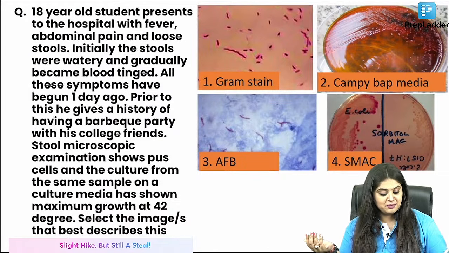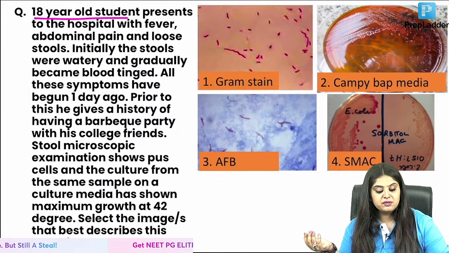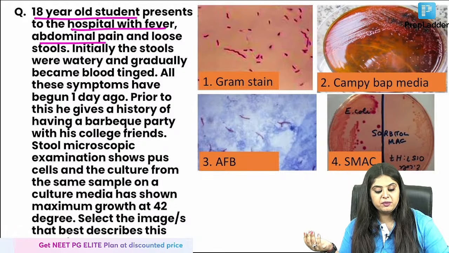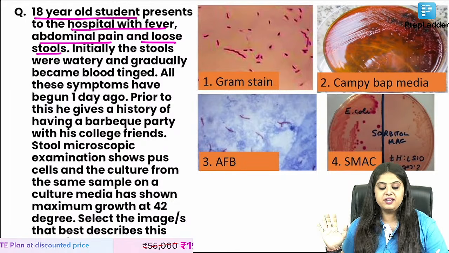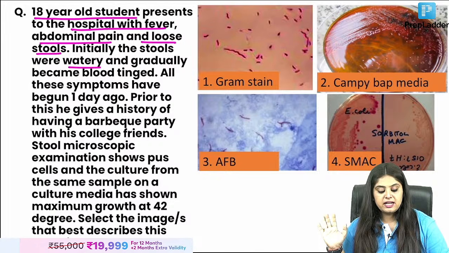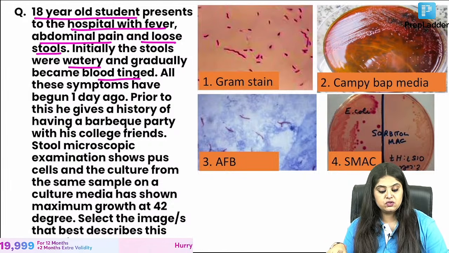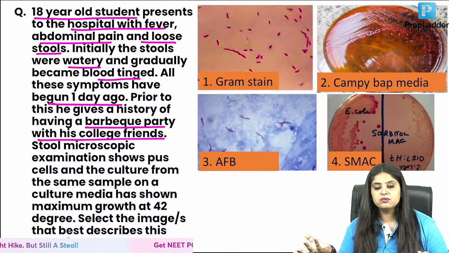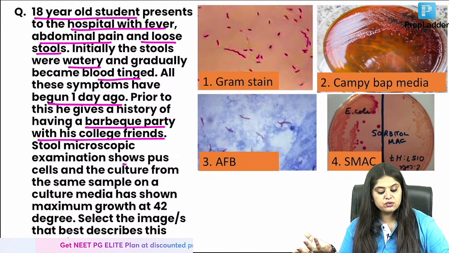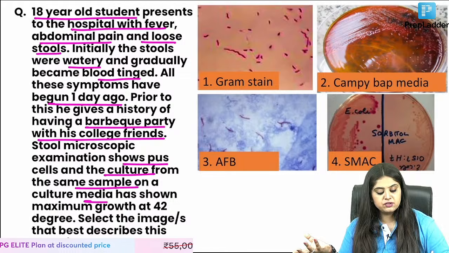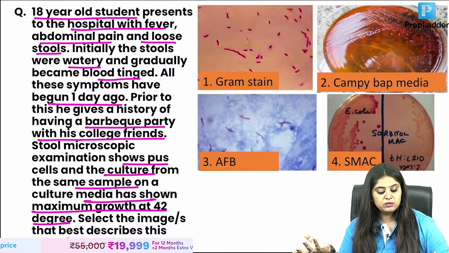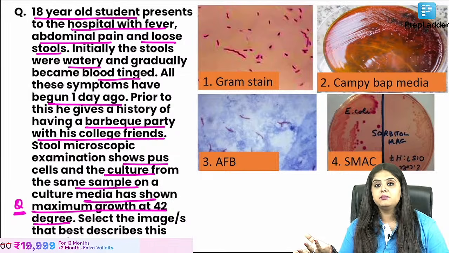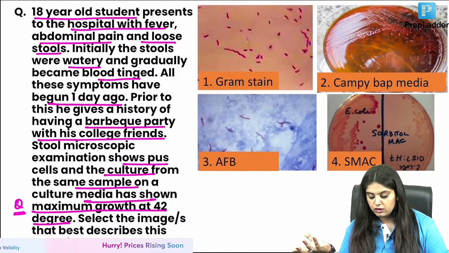बहुत ही लंबा क्वेश्चन है, but read carefully. 18-year-old student presents to the hospital with fever, abdominal pain and loose stools. Back to diarrhea. Initially it was watery, gradually it became dysentery, मतलब blood tinged. All the symptoms have just begun one day ago. बहुत short history, incubation period भी बहुत छोटा लग रहा है. There's a barbecue party with his college friends. Wow, chilling in life. Stool examination shows pus and culture from the sample has shown maximum growth at 42 degrees. Select the images that you would select out of here.